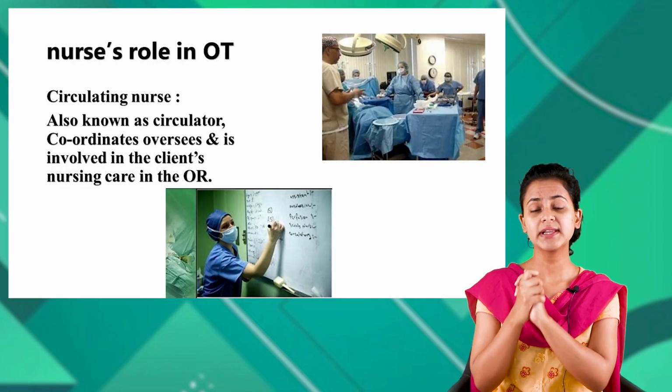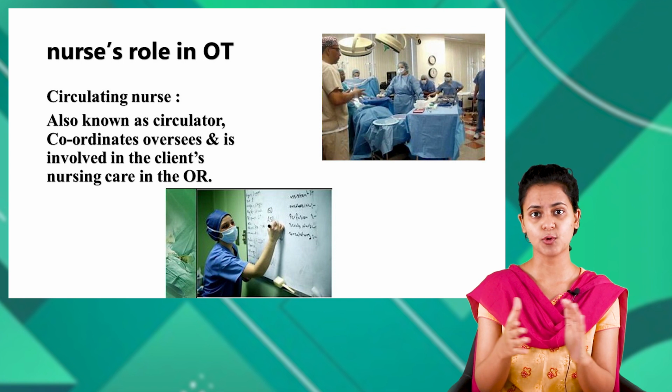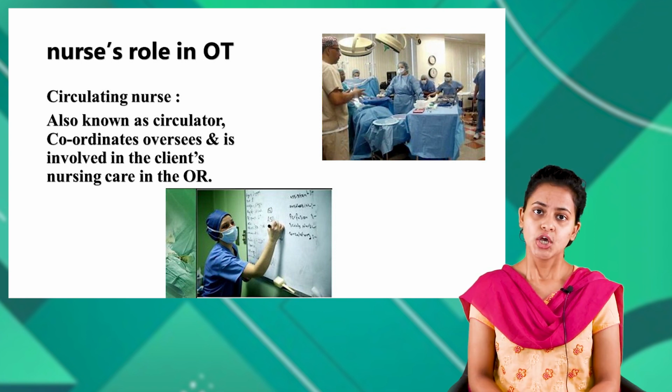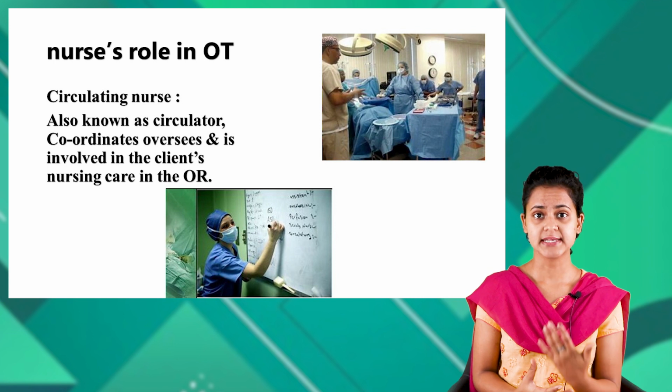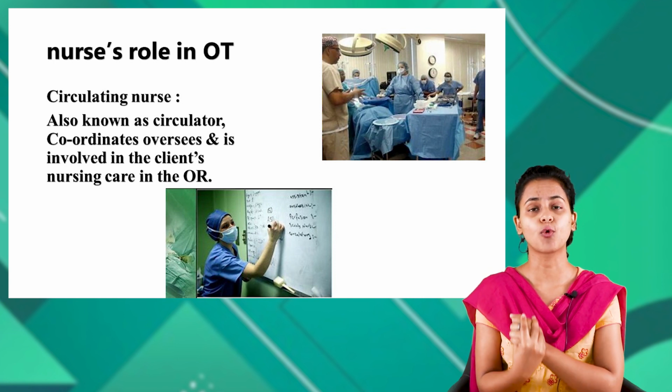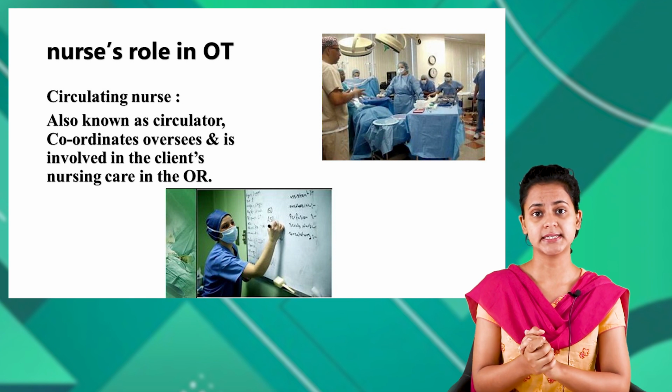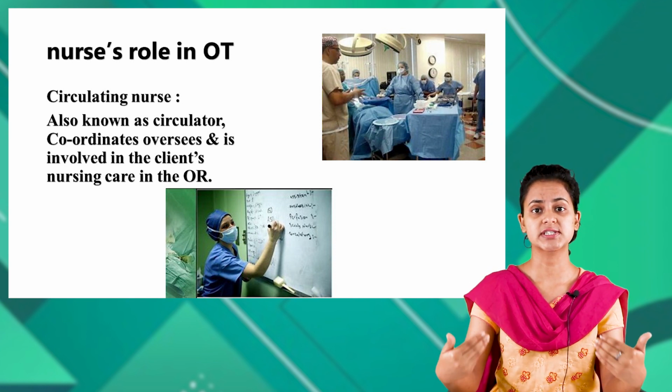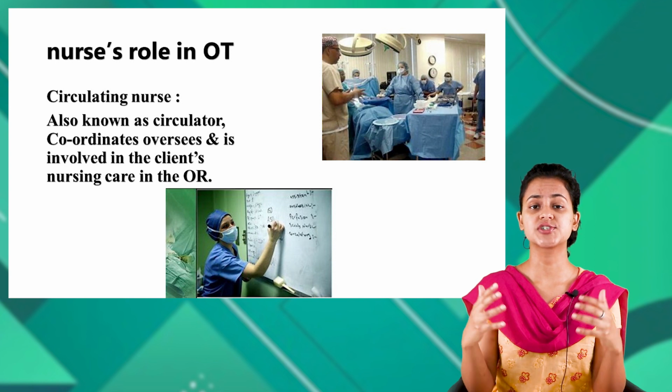So now we are going to see the actual role of a circulatory nurse or circulating nurse. As we have learned, there will be two groups of nurses inside an operation theater. One is the circulatory nurse and the second one is the scrub nurse. So let us first discuss the responsibility of the circulatory nurse. The circulatory nurse, also known as circulator or coordinator overseas, is basically involved in the client's nursing care inside the operation theater during the surgical procedure.